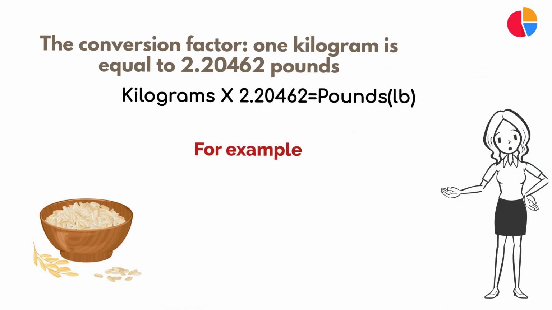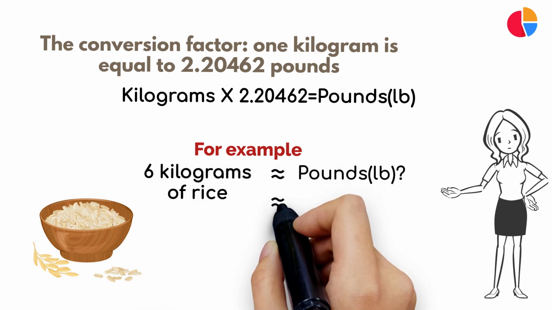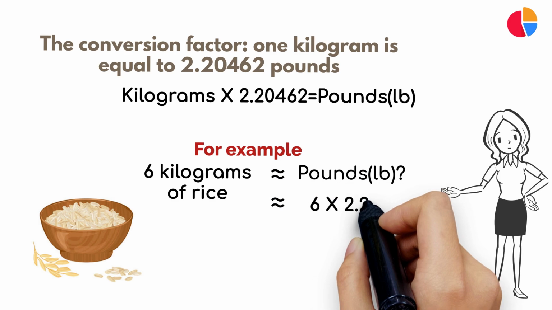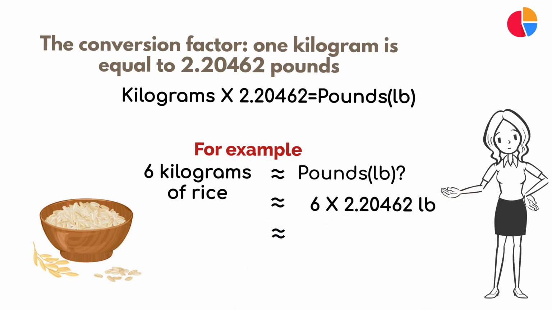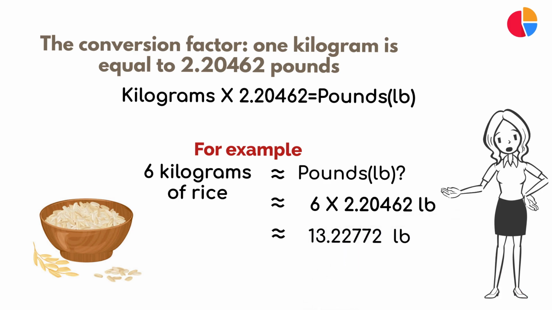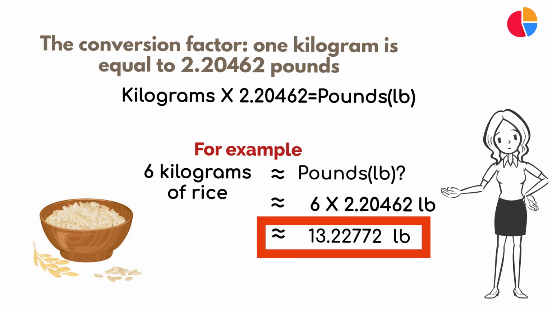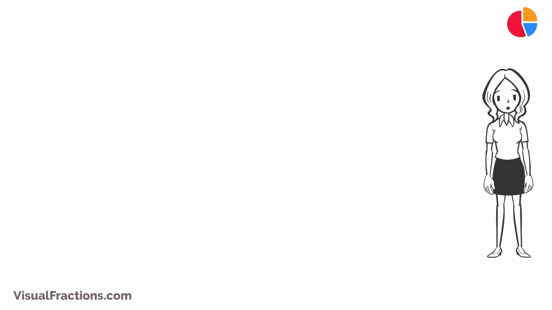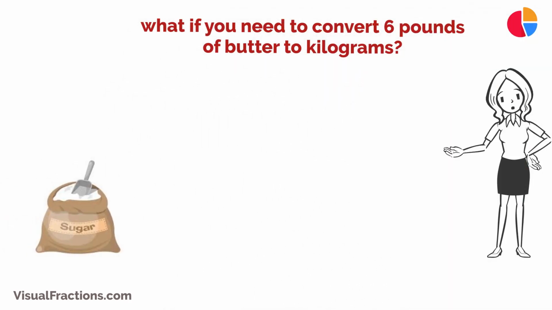Say you have 6 kilograms of rice that you need to convert to pounds. We start by multiplying 6 by the conversion factor of 2.20462. This gives us approximately 13.22772 pounds. And that's it, we're done. 6 kilograms of rice is equal to approximately 13.22772 pounds.